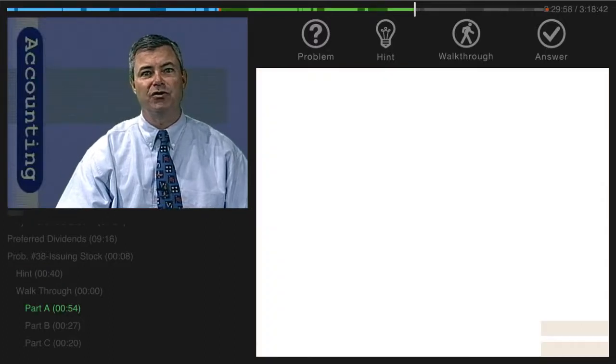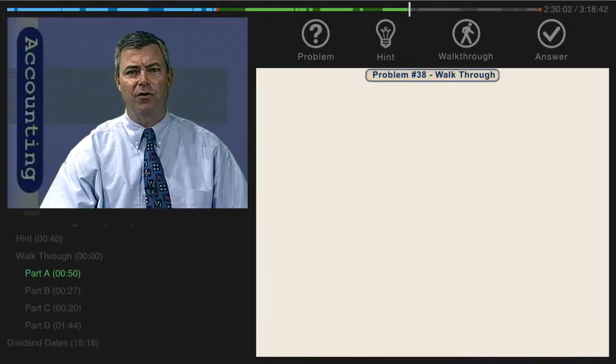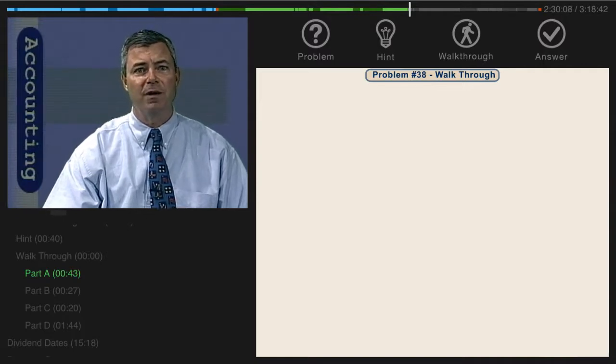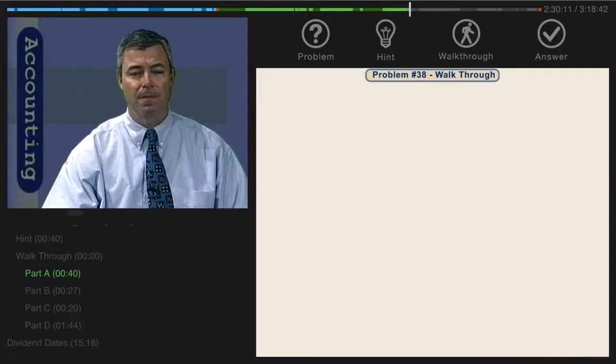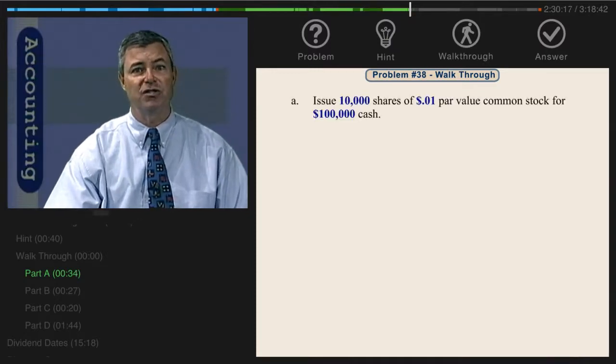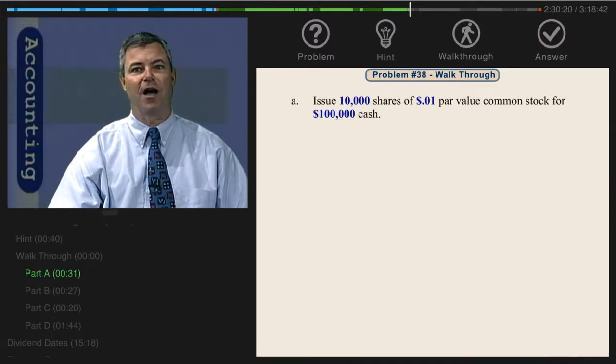In this problem, they want you to make differing entries given different assumptions relative to a contribution of $100,000 of cash from investors in exchange for an equity interest or ownership interest in a business. For example, the first one said, assume they issue 10,000 shares of 1 penny par value common stock for $100,000.